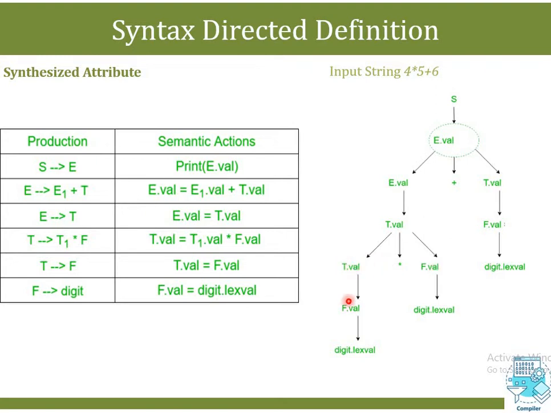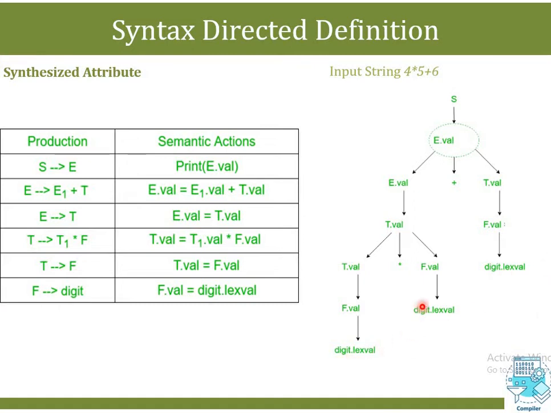Then T again expanded to F, and F again expanded to digit. Okay. So similarly this side, T is expanded to F, and F is expanded to digit. So by referring to this grammar, this production rule only, we have expanded this. And similarly here also, T you have, so T again can be expanded to F. That is what happened here. Then again from F it is expanded to digit.